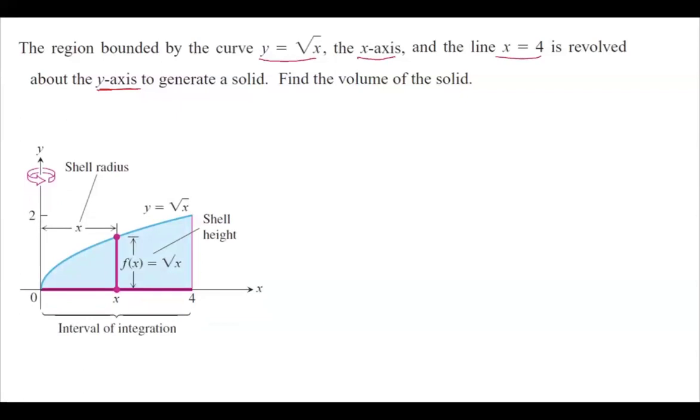So you have y equals square root of x, which is your graph on top here. Then you have the x-axis, which is right here. You have the line x equals 4, which is this vertical line here. So applying the shell method, f of x, or the height of the shell, is square root of x. And down here, the interval of integration is between 0 and 4. The shell radius is x.